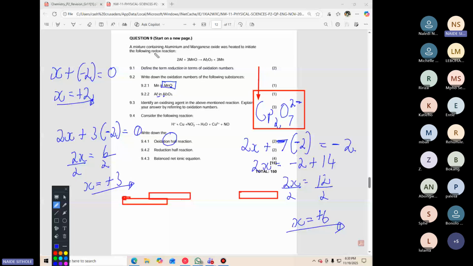You see here, define the term reduction in terms of oxidation number. Now you won't say reduction is the gain of electrons, that would be wrong. Now you have to say reduction is the decrease in oxidation number. It's like when you get to acids and bases and they ask you to define according to Arrhenius, or according to Lowry-Brønsted. You must know how to differentiate between the two.